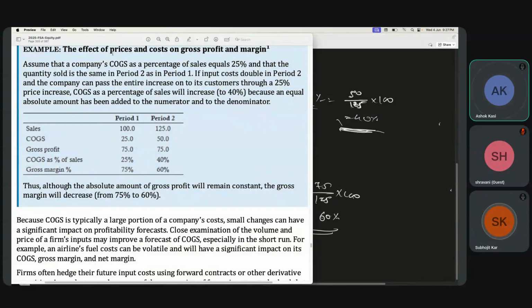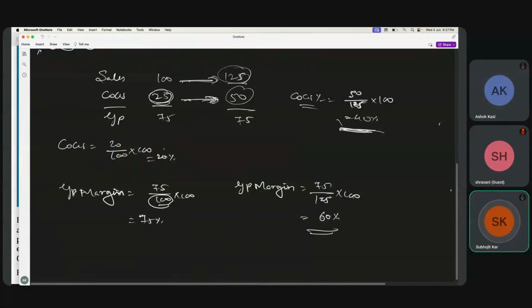This is the effect of prices and costs on cost of goods, on gross profit and margin. So when the prices are going up, this is how your business metrics get impacted.